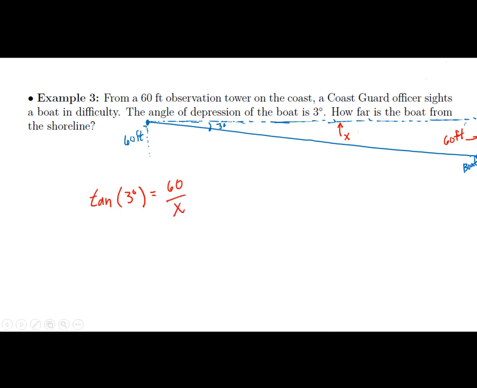All right, and the tangent of 3 degrees is not a special value, so we don't need to worry about getting the exact value at all. So we'll just multiply both sides by x to start with. So x times the tangent of 3 degrees is equal to 60. Then I can divide both sides by the tangent of 3 degrees, and I will fairly quickly have my answer.